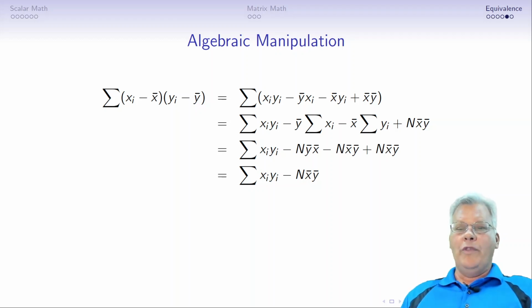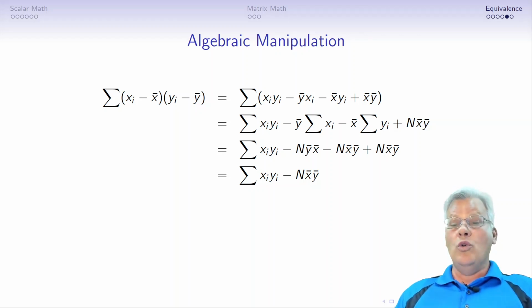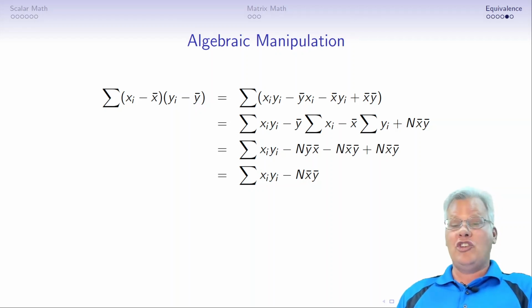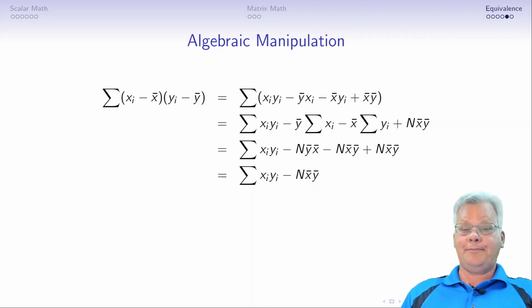So I know that the sum of the xi's is equal to n times x bar. I know that the sum of the yi's is equal to n times y bar. So putting both of those in, now you see I can consolidate the final three terms into minus n times x bar y bar.